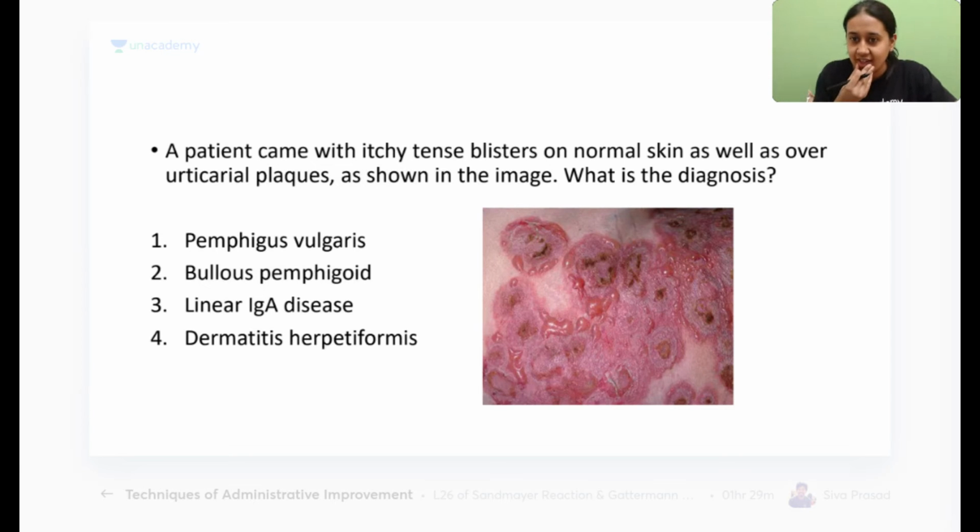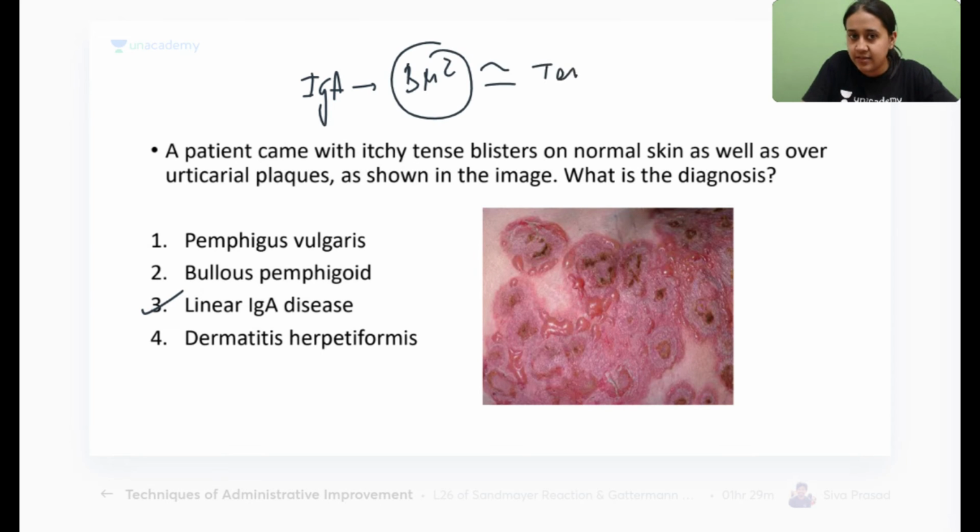Okay, so yes, only one student has written it correctly, Ishiara. Please remember all the other students. Yes, it is a tense lesion, but you will see tense lesions in linear IgA disease also, right? What is linear IgA disease? You have IgA antibodies against the component of basement membrane zone. So obviously, this will also present with the tense bulla. So this statement is correct.